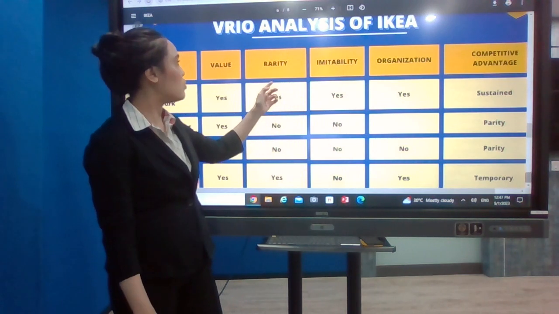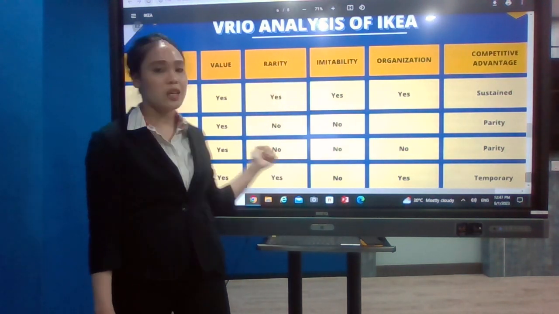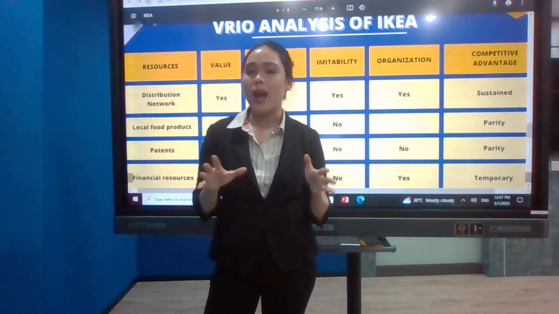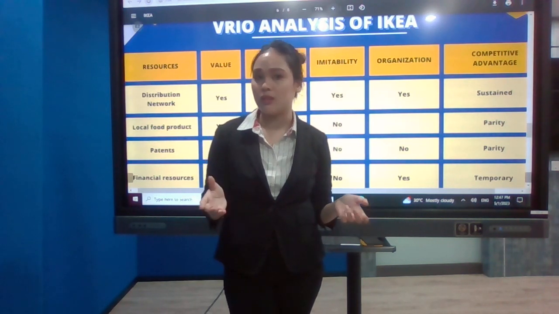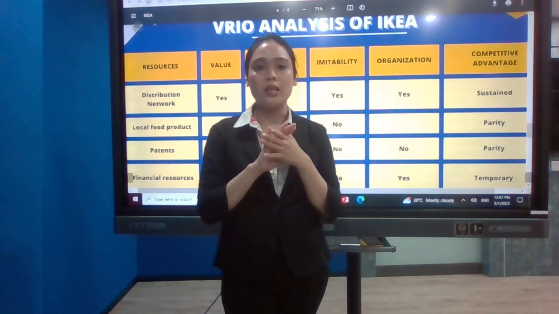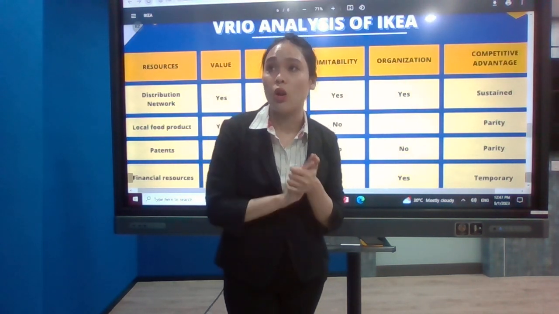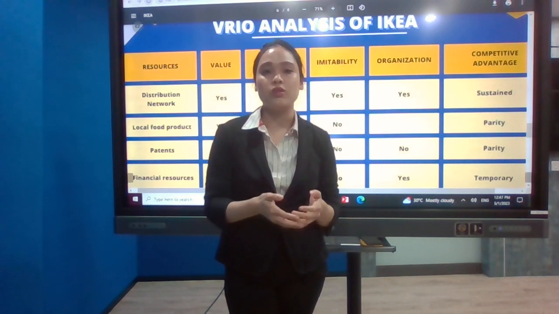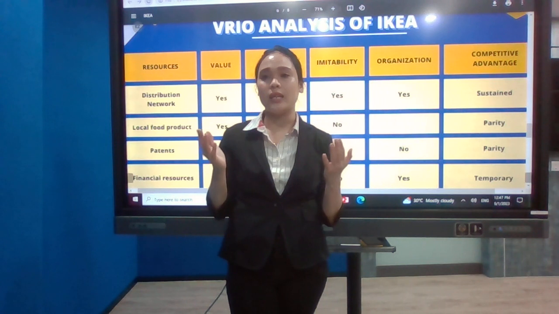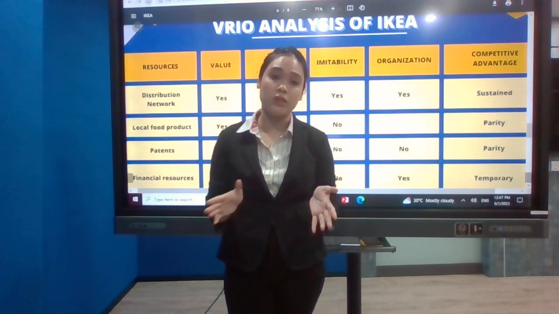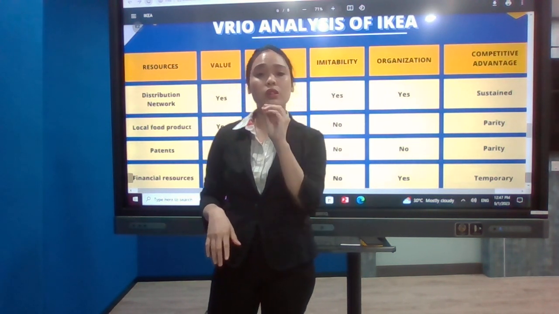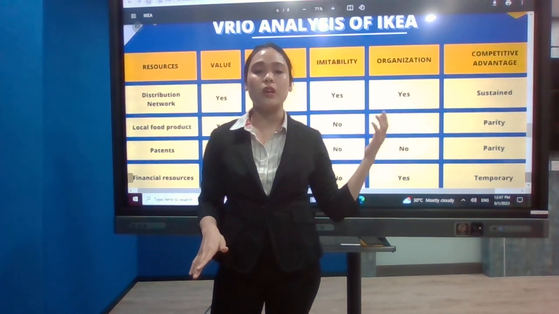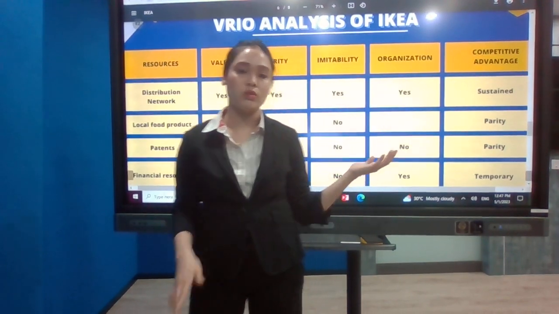So now we move to the second one, rarity. In local food product, it is no. Why was that? The local food products are found to be not rare as identified by the IKEA VRIO analysis, which is they are easily provided in the market by the competitors. This means that competitors can use the resources in the same way as IKEA and inhibit competitive advantage. So this means that the local food product results in competitive parity for IKEA, as the resource is valuable, IKEA still can make use of these resources.